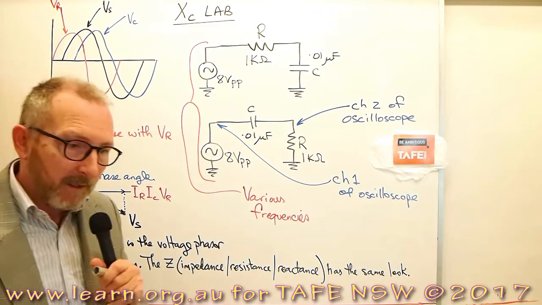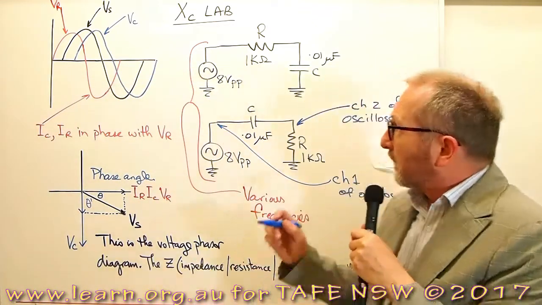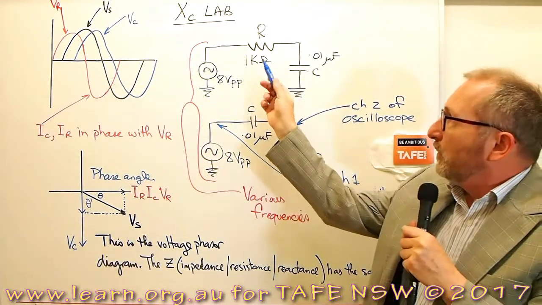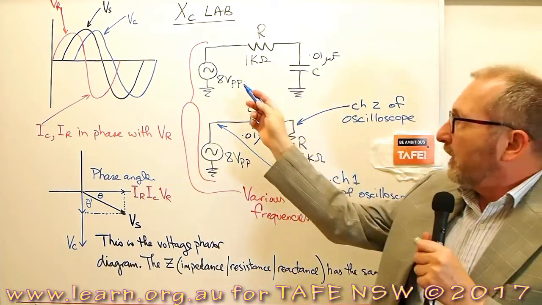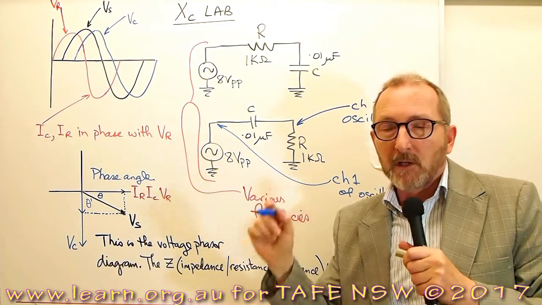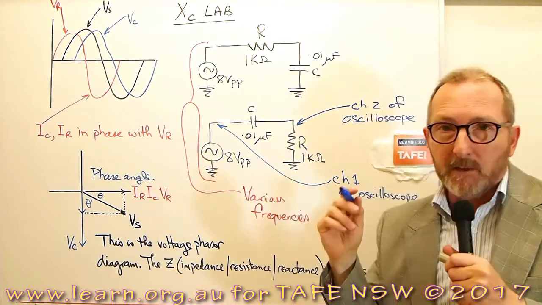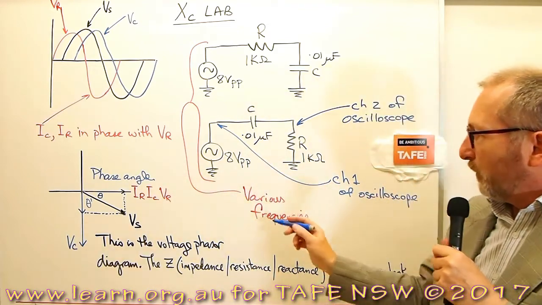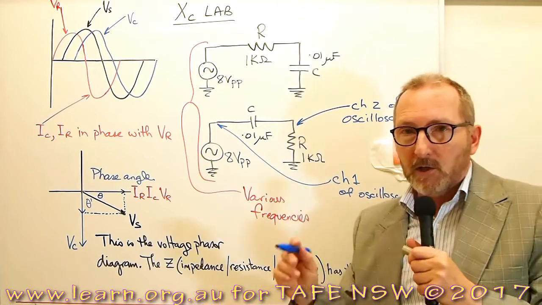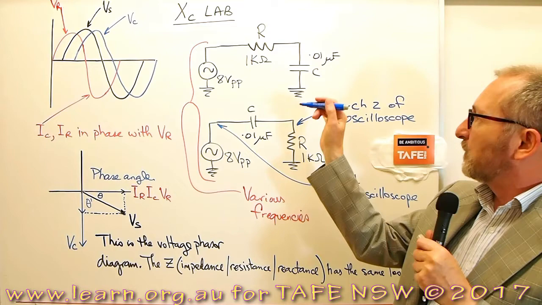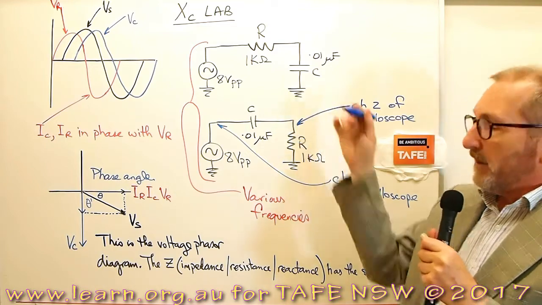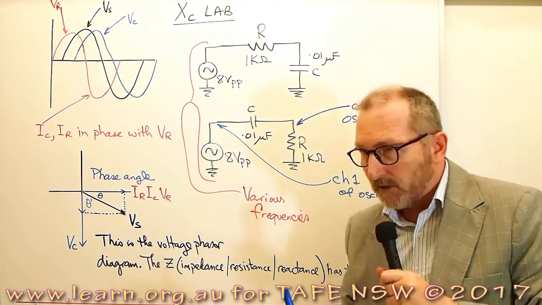Now today what we're going to do is construct a circuit using one resistor and one capacitor with an 8 volt peak to peak sine wave supply coming from our signal generator, and we'll use various frequencies. We'll construct a table and we'll come up with the voltage across the resistor and the voltage across the capacitor.